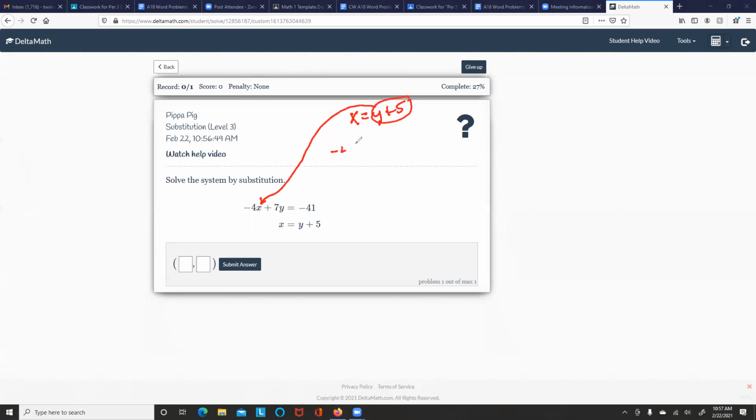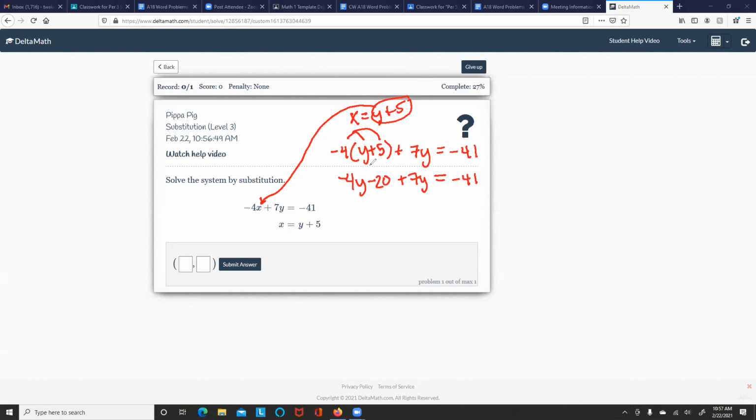So I'm going to get negative 4 times, instead of x, I'm substituting y plus 5 in for x, plus 7y equals negative 41. And you know what? I should have simplified this equation. Oh no, I can't. I was going to say divide by 7, but actually 7 doesn't go into that, and 7 doesn't go into that, and 4 doesn't go into 41, so we can't. So never mind. Let's just go ahead and multiply it out. Negative 4 times y is negative 4y. Negative 4 times 5 is negative 20, plus 7y equals negative 41.